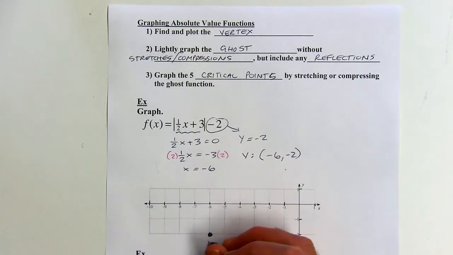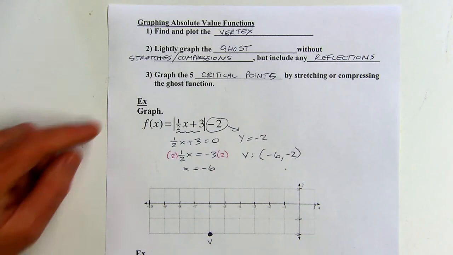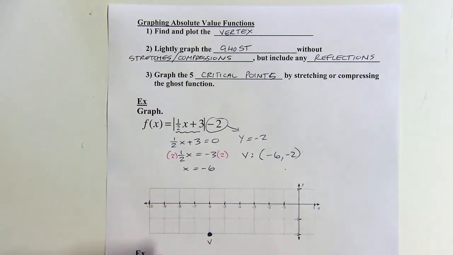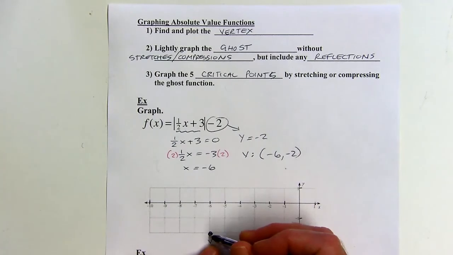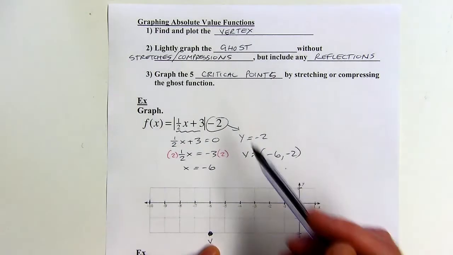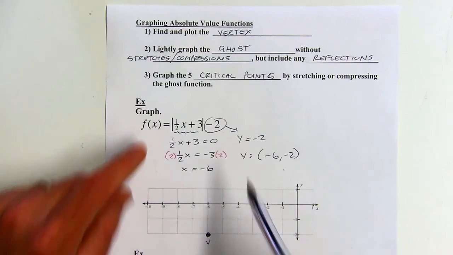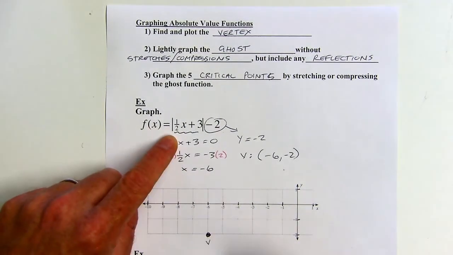Okay, that's my vertex. I'll just label that because that's going to stay put. And then I'm going to just make the points and not draw in the line. I'll do it with a dashed line since I'm using pen here. So this would be opening upwards because it doesn't have a negative in front of the absolute value, and the 1/2 is going to make it wider or narrower, but we'll get back to that in a second.